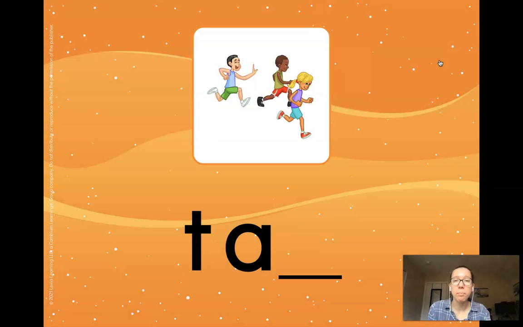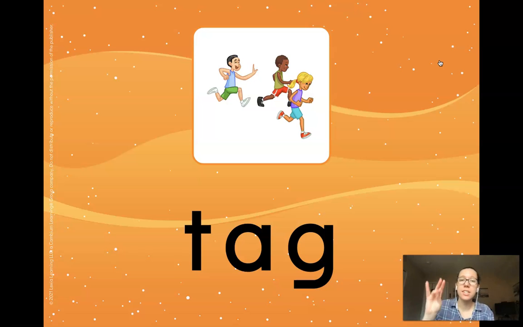If we changed the p in tap to a g, we would make a new word, tag. What letter should we use to finish the word tag? Good, we would use our G. The word tag is spelled T-A-G and pronounced t-a-g, tag.